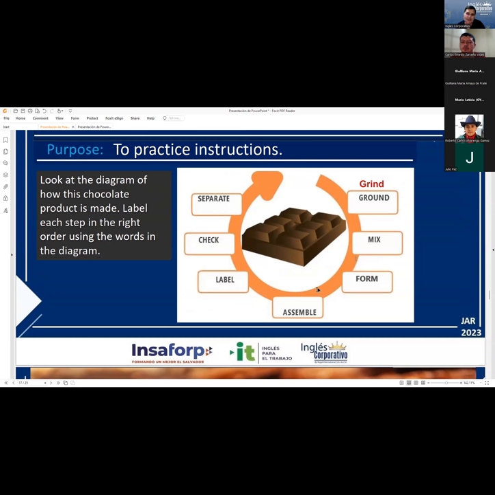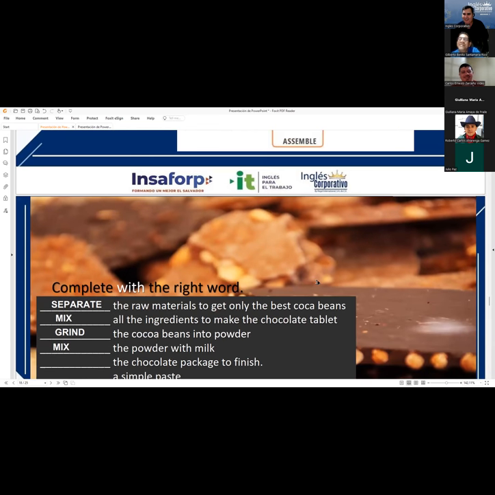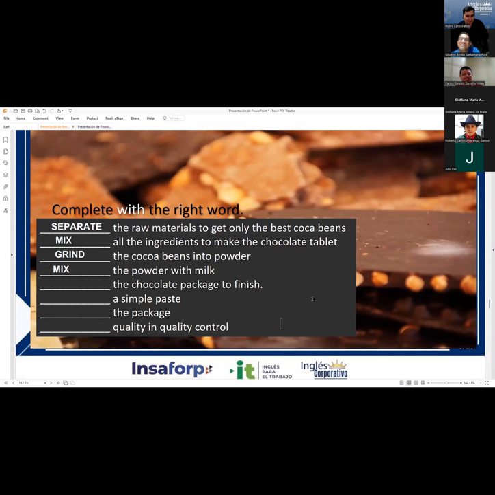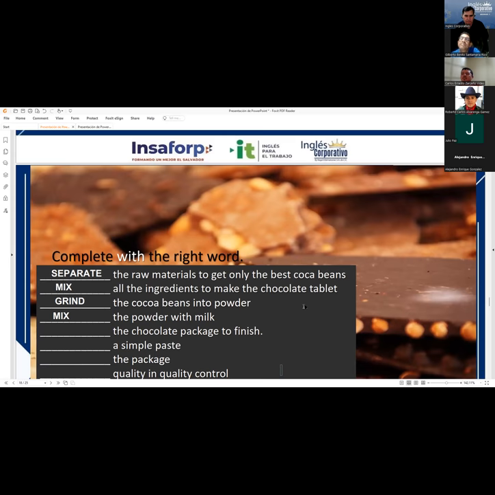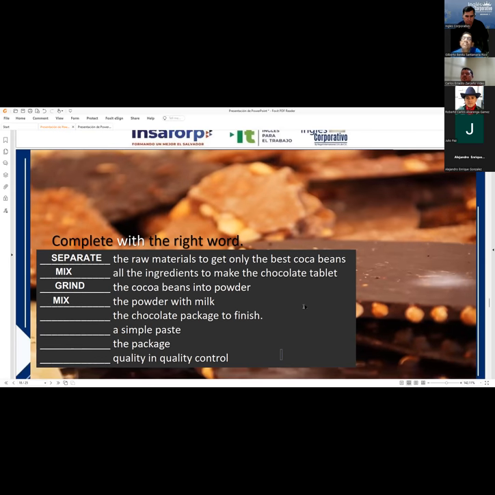Nos sobrarán tornillos. Okay, so assemble. Ah, no, assemble. So imagine. So let me see. Let's check the chocolate package to finish. Check. Or assemble. Assemble. Maybe assemble the chocolate package to finish, right? Let's put assemble.